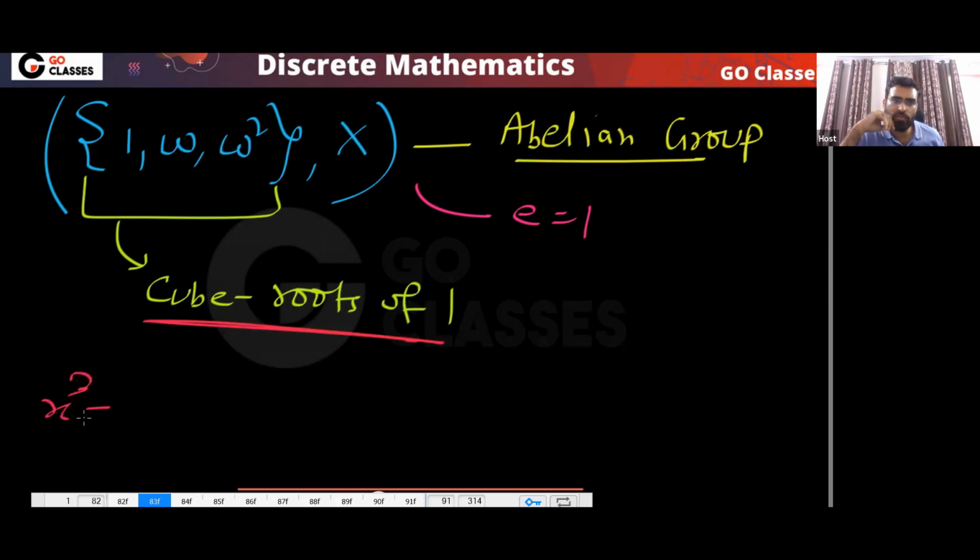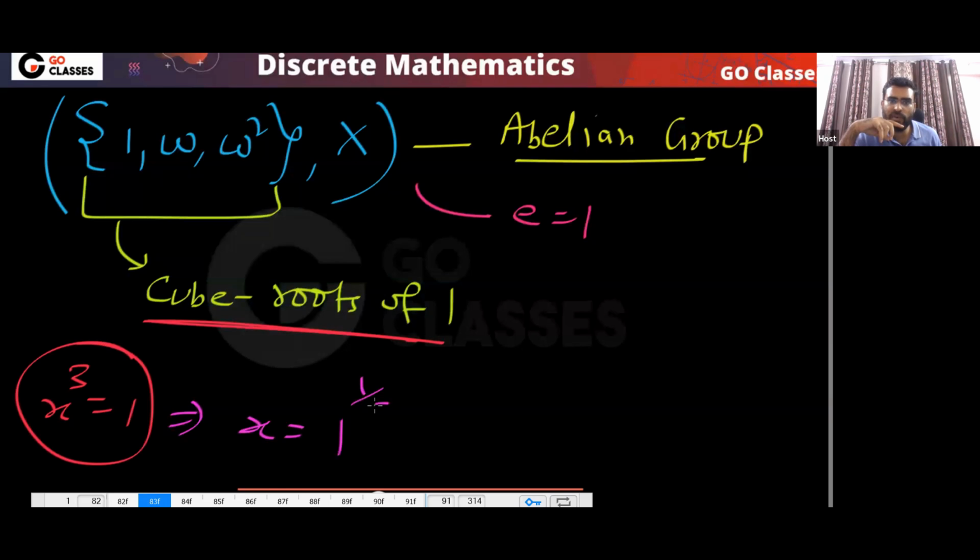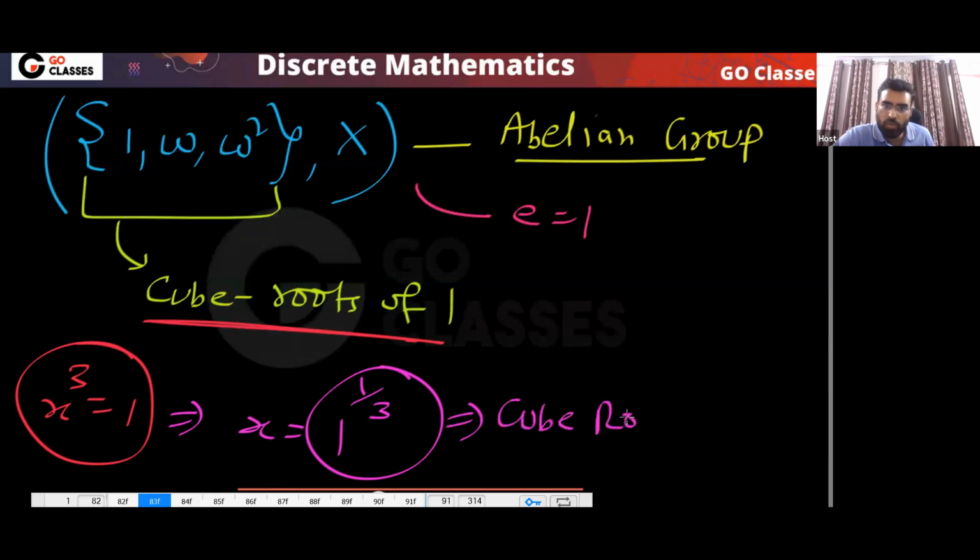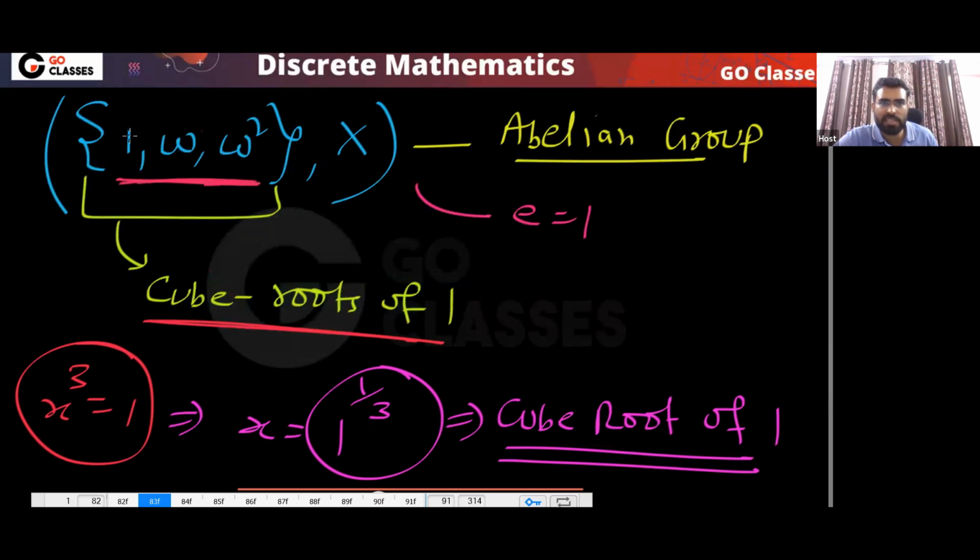Because we are getting these from this equation, where x is equal to 1 power 1 by 3. That is the reason these are called cube roots, cube roots of 1. So we call them cube roots. These three, 1, omega, omega square, are called cube roots of 1.